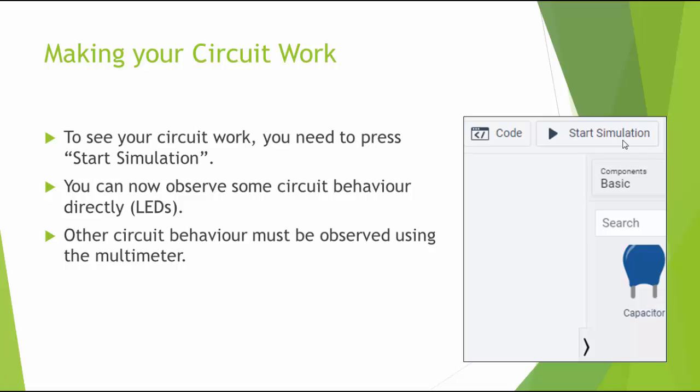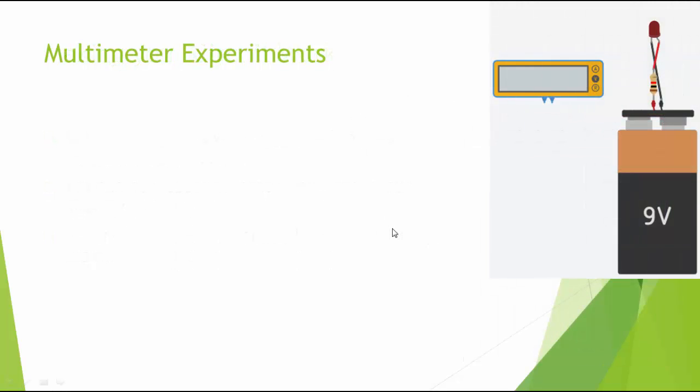Your simulation will begin. Now, if you have things like LEDs, you can observe them working directly. Your LED will light up if you've wired it correctly, and you should see that with the circuit you built in the previous slide. Other circuit behavior has to be observed using a multimeter, and so you're going to be using a multimeter a lot in our activities going forward.